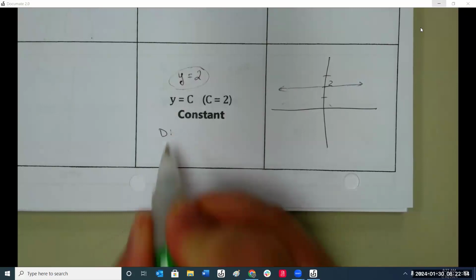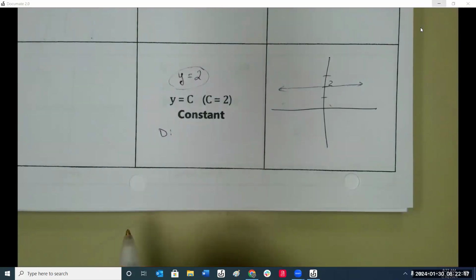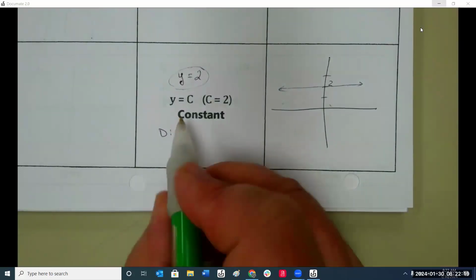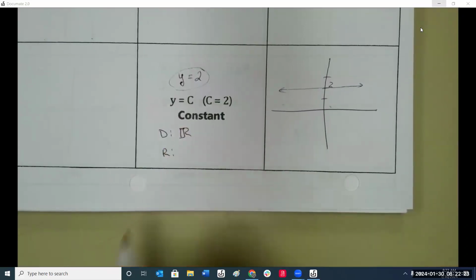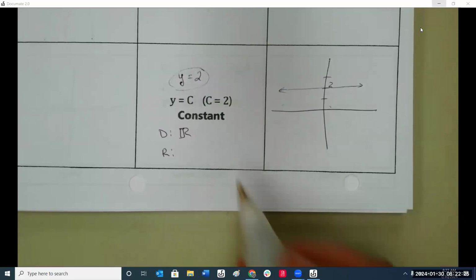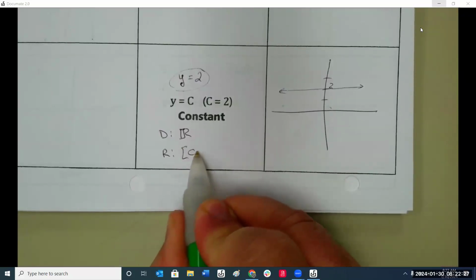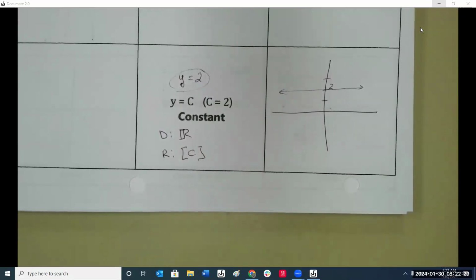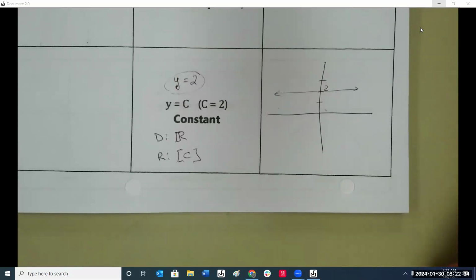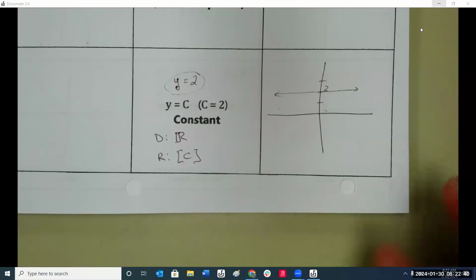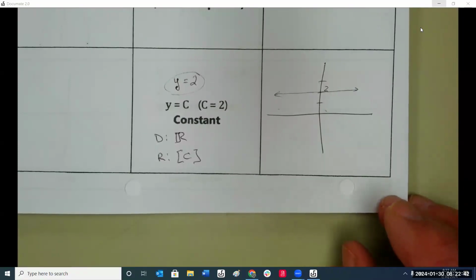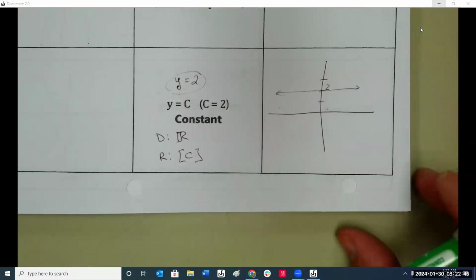Domain. All real numbers. Range. Exactly. It's whatever that constant is. Okay. The next easy one on this page would be what?